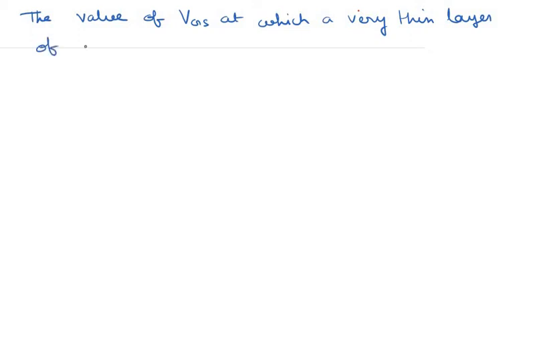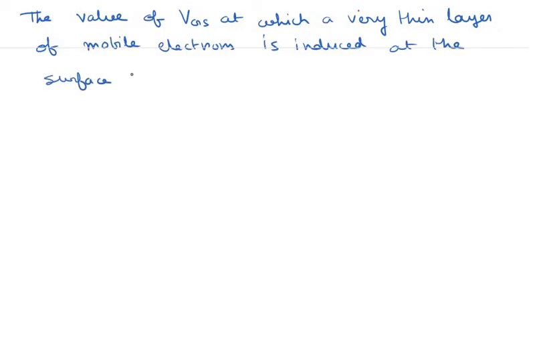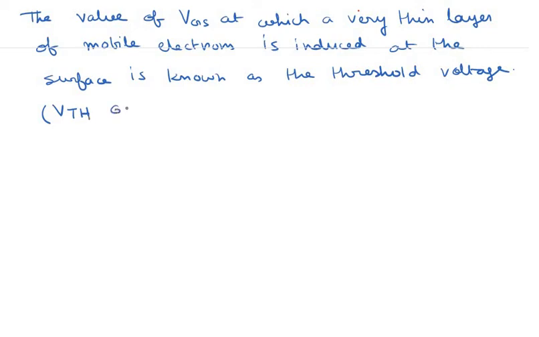The value of VGS at which a very thin layer of mobile electrons is induced at the surface is known as the threshold voltage, and it is denoted by VTH, or sometimes it is also denoted by VTN.